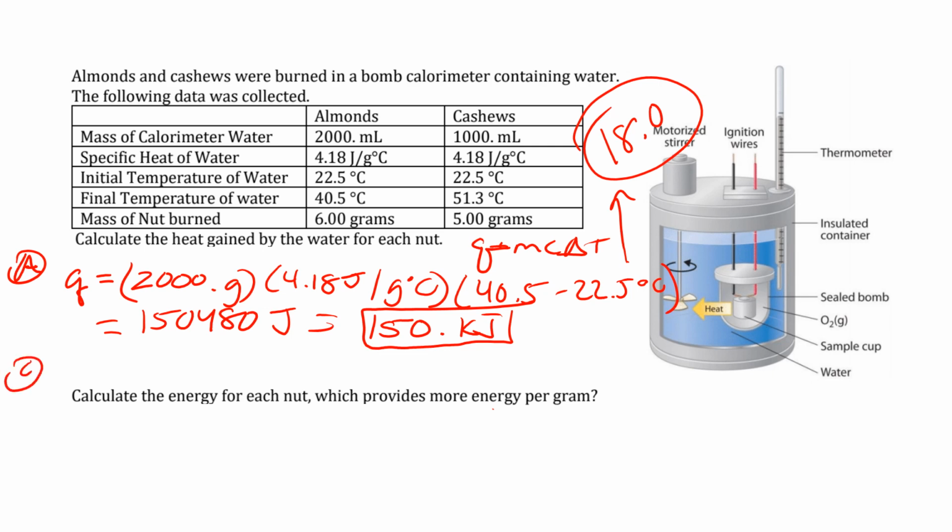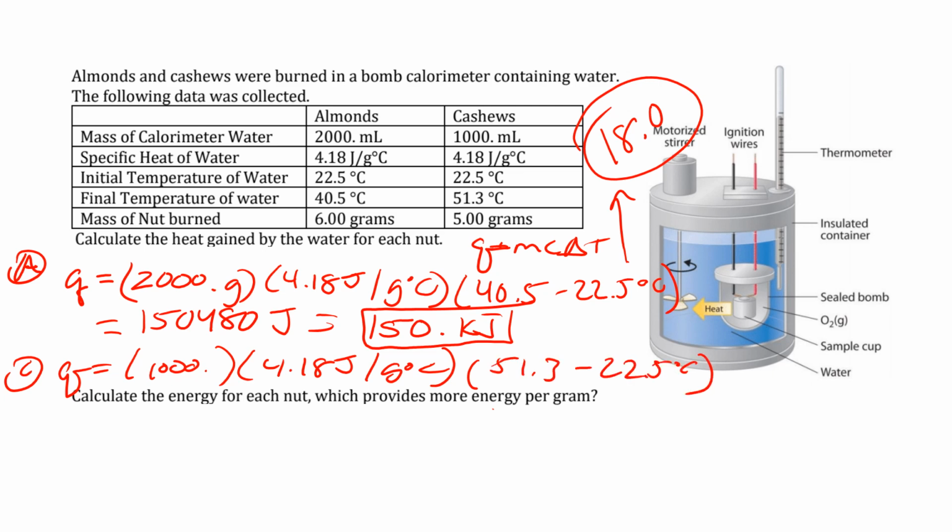For cashews, Q equals 1,000 times 4.18 joules times the change in temperature, 51.3 minus 22.5. So I'm just going to do the math for this. 1,000 times 4.18 times 51.3 minus 22.5, I end up with 120,384 joules, or approximately 120 kilojoules.